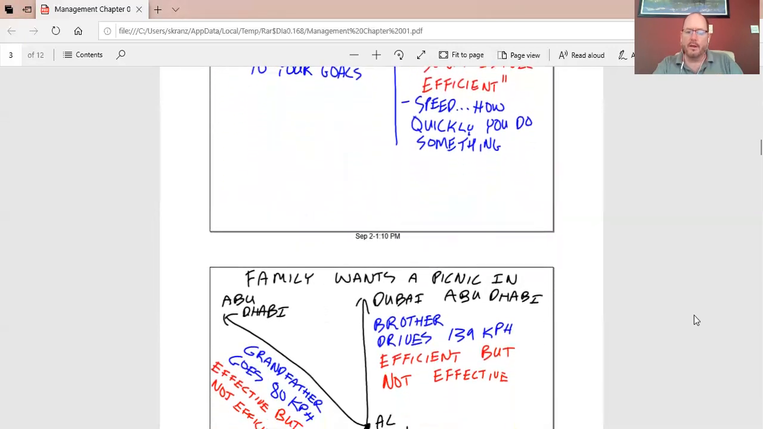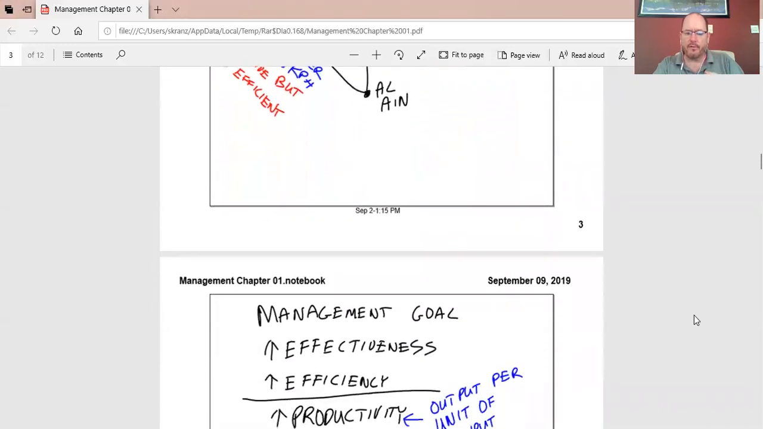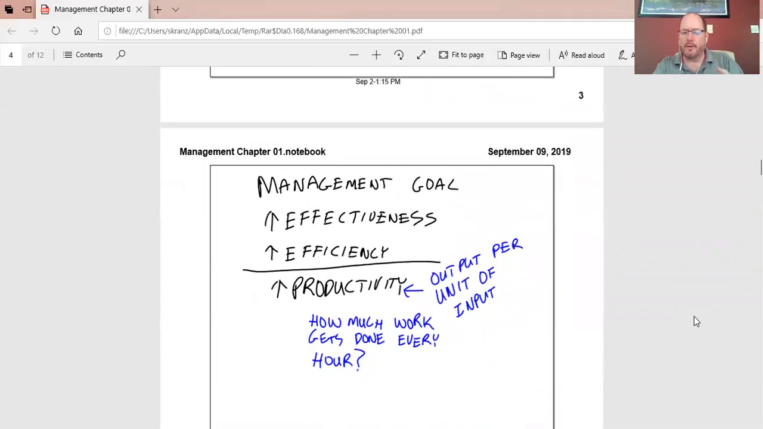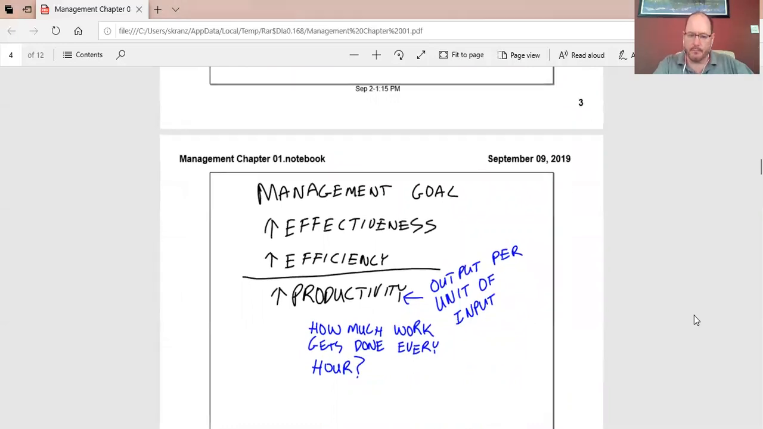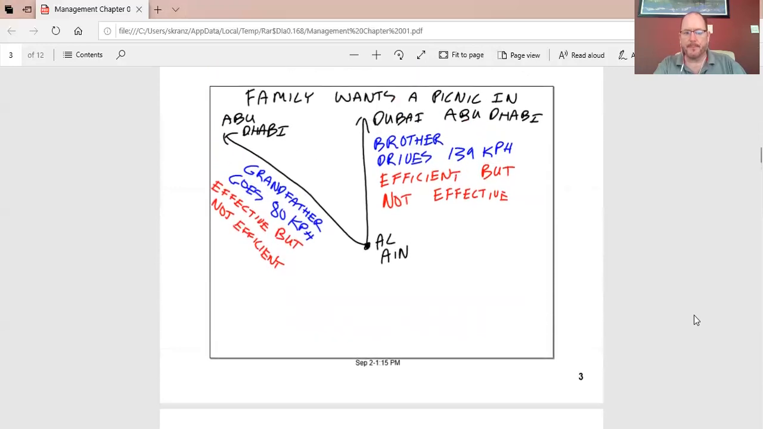The goal, and I'm going to skip this slide, I will come back to it. The goal in management is to be both effective and efficient. Now going back to this slide. I told the story of a family wanting to do a picnic in Abu Dhabi. It is decided that the grandfather will drive one car and the brother will drive another car.